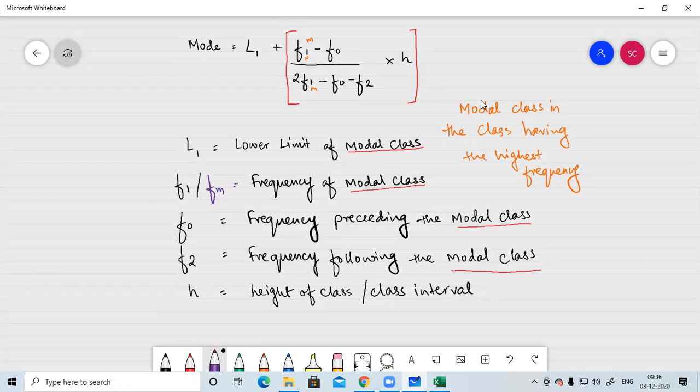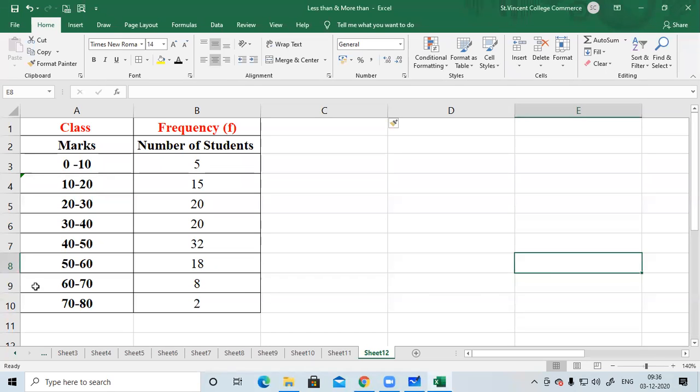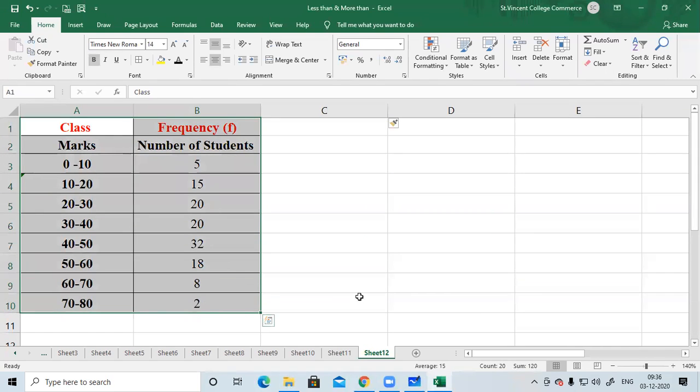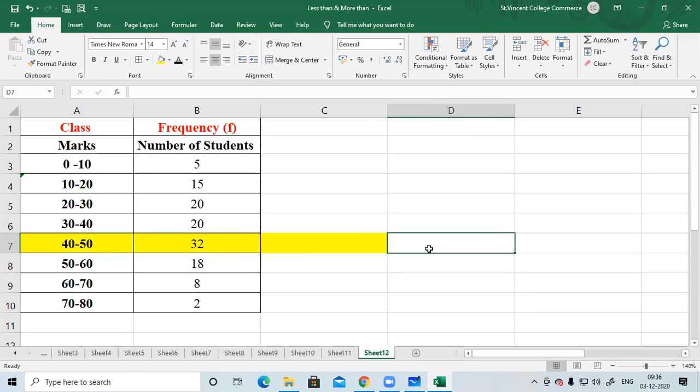Now, what is the modal class as written here? Modal class is the class having the highest frequency. So, coming back to the question, which is the class having the highest frequency? Can anyone identify here? 40 to 50, and the frequency is 32, correct? So this particular class becomes our modal class. Understood? Yes, sir. So you look at the highest frequency.